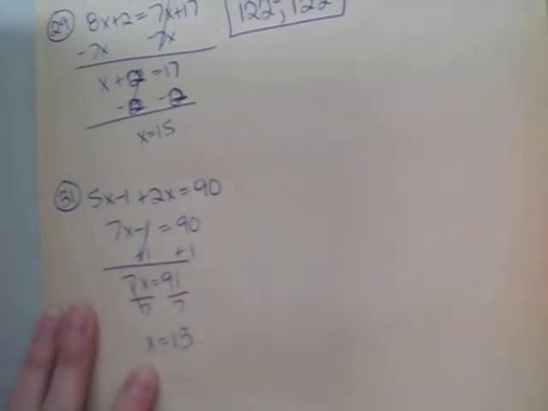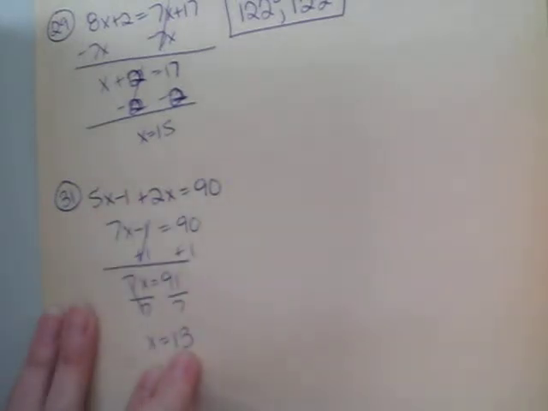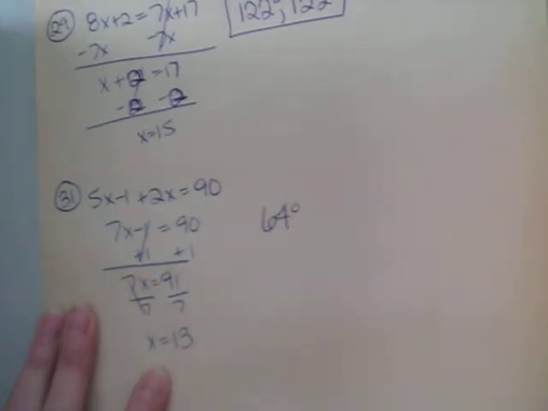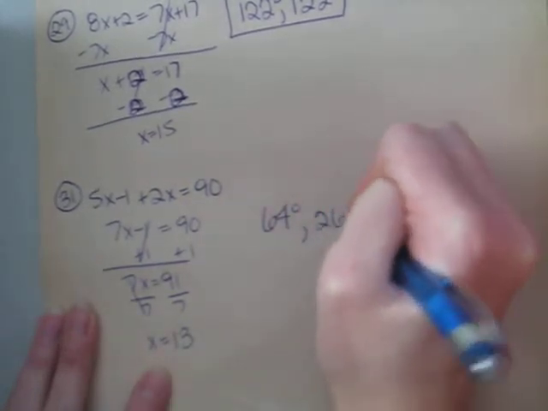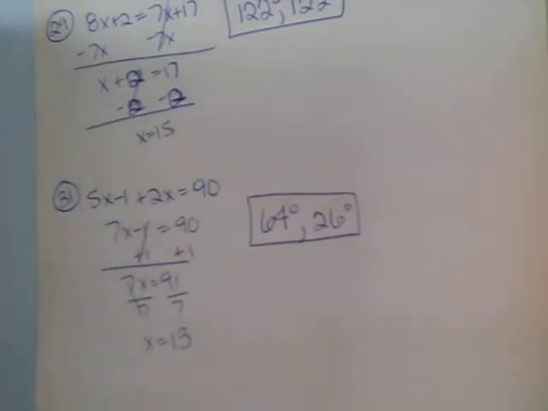Again, not solving for x, we're solving for the angle measurements. So you plug them into here. 5 times 13 minus 1 gives me 64 degrees. 2 times 13 is 26 degrees. And there we have our two angles.